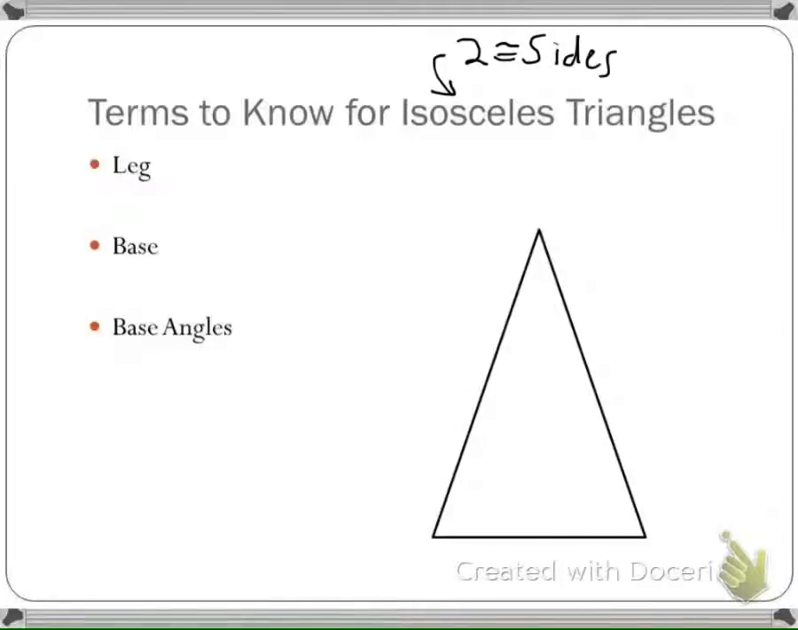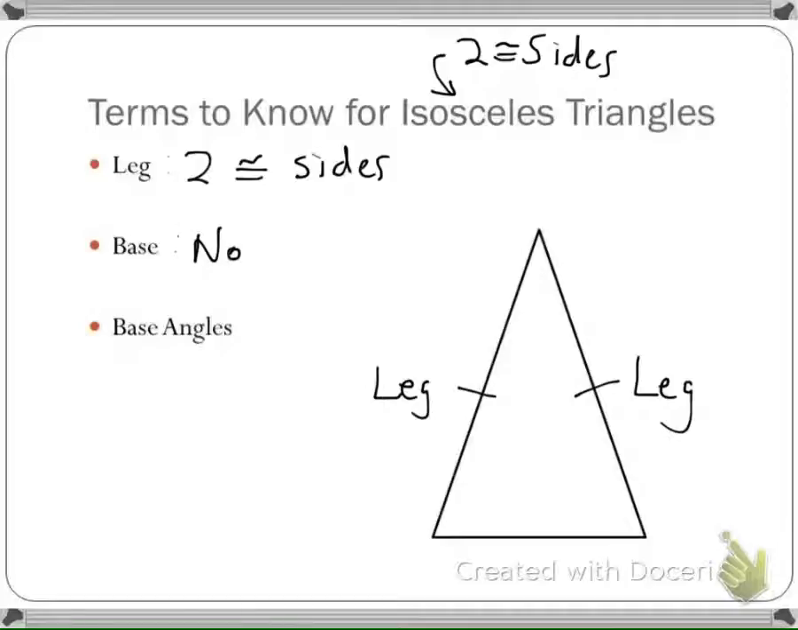So let's assume that these are our two congruent sides. Now the legs of those triangles are in fact the two congruent sides that we have. So we could call these both the legs. The base is going to be the non-congruent side. This would be the base down here.